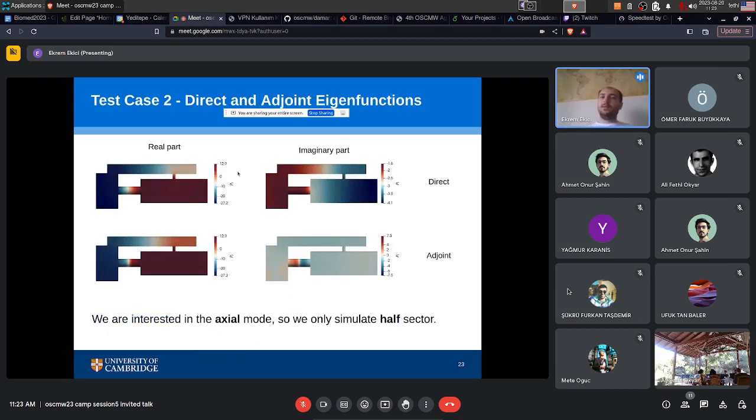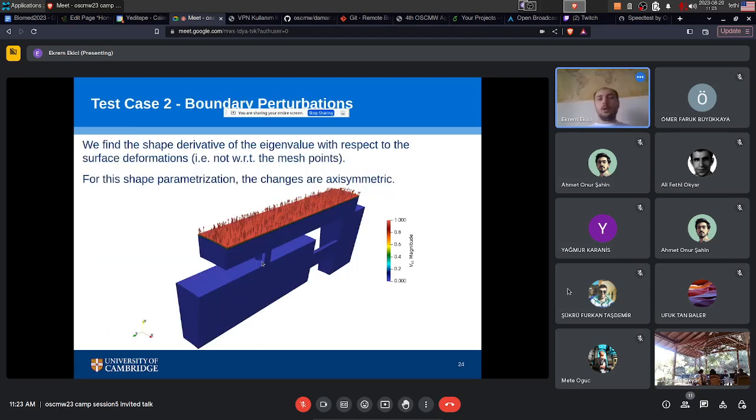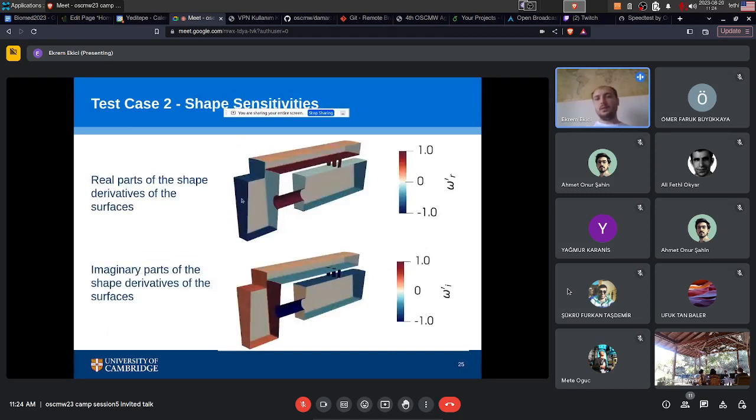And these are the real and imaginary parts of the direct and adjoint eigenfunctions. I'm going to use these functions to calculate the shape derivatives now. For this example, I am going to calculate the shape derivatives on the surfaces. I'm not going to make any changes for this case, but I find the shape derivative of the eigenvalue with respect to the surface deformations, not the mesh points, just all the surface. And these are the real and imaginary parts of the shape derivatives of the eigenvalue. I want to stabilize my system, so I need to deal with the imaginary parts of the shape derivatives.